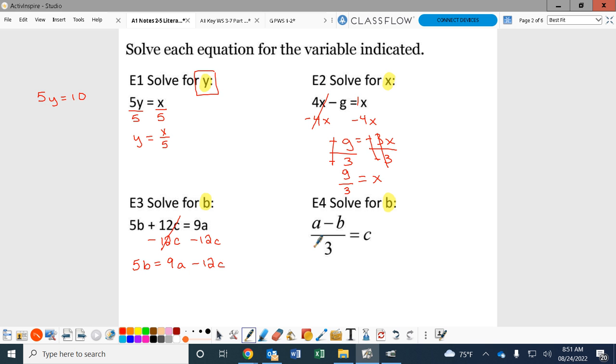Okay, from there, you're going to divide everything to get rid of this 5. So you're going to divide both sides by 5. And it's going to be b equals 9a minus 12c all over 5. Now I will tell you, just so you know in the future, we will write this a little differently as we get into slope-intercept form. We will get rid of that number on the bottom, but for now, we're just doing the basics. We're just building up. So just leaving it as 5 on the bottom is fine.